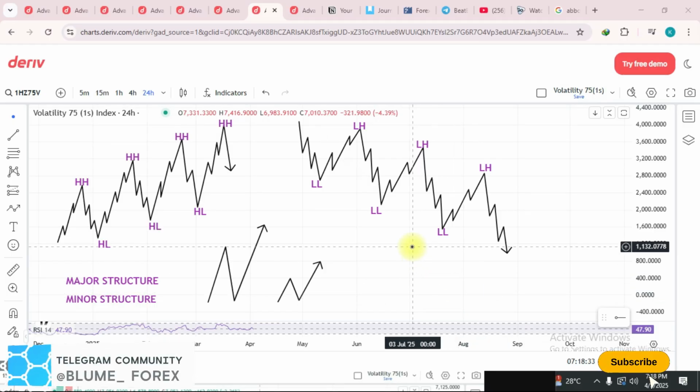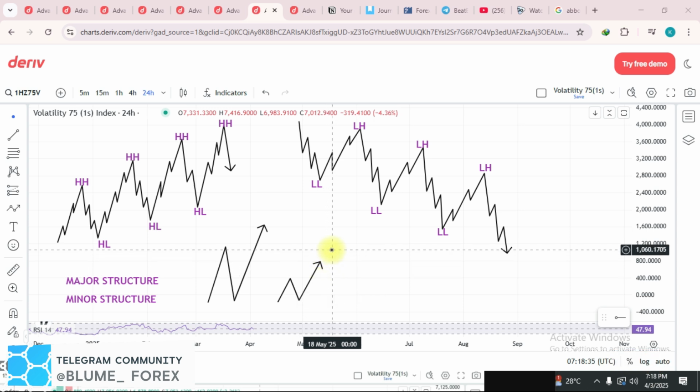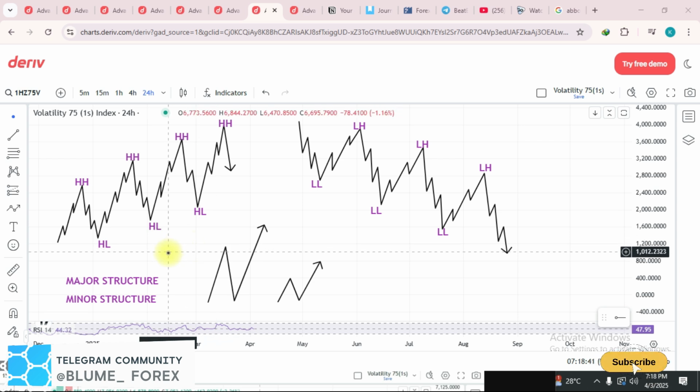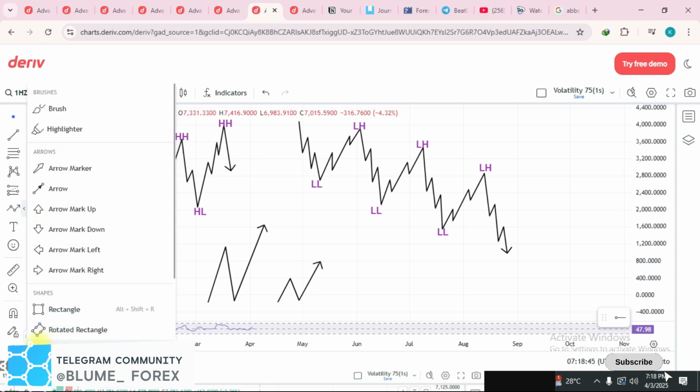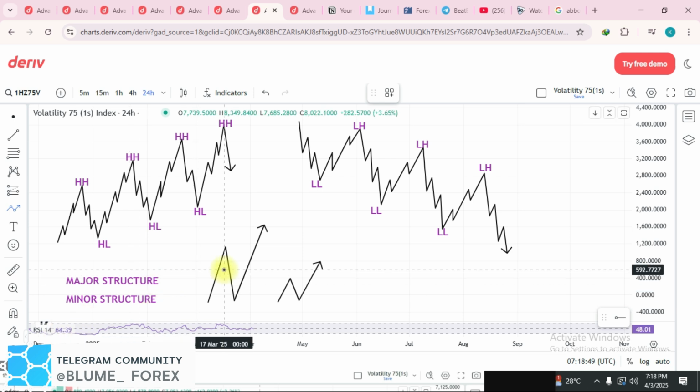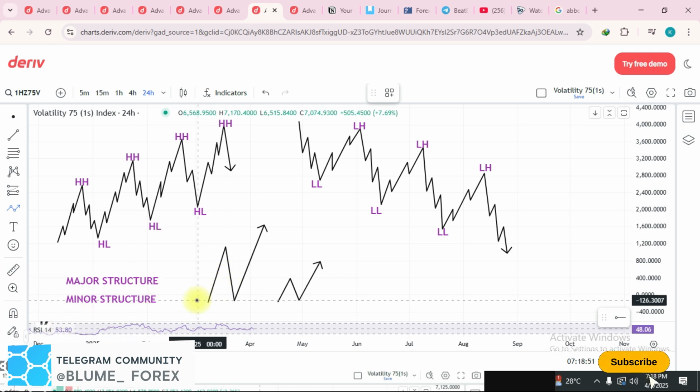All right, so we are going to continue with market structure. Now we're going to talk about major structure and minor structure. Major structure and minor structure deal with ranges, and it's based on the trader's own discretion. But you have to pick a larger range for your major structure and a smaller range for your minor structure.